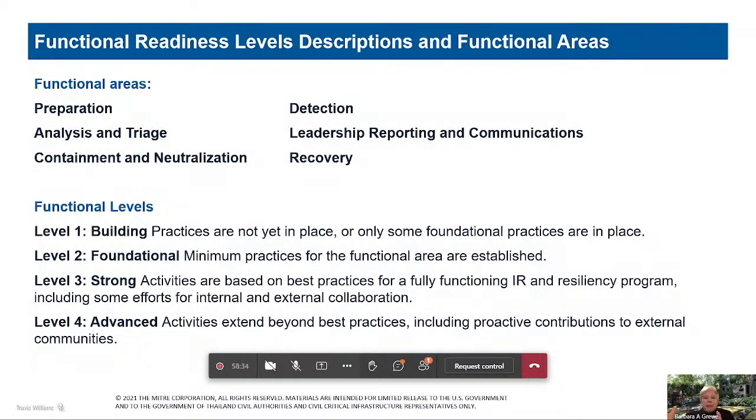On the right-hand side of that tiered diagram, we have the functional readiness levels. The functional areas that we look at to measure which level we're going to be at are preparation, analysis and triage, containment and neutralization, detection, leadership reporting and communications, and recovery. Those are the functional areas. And then we have the functional levels.